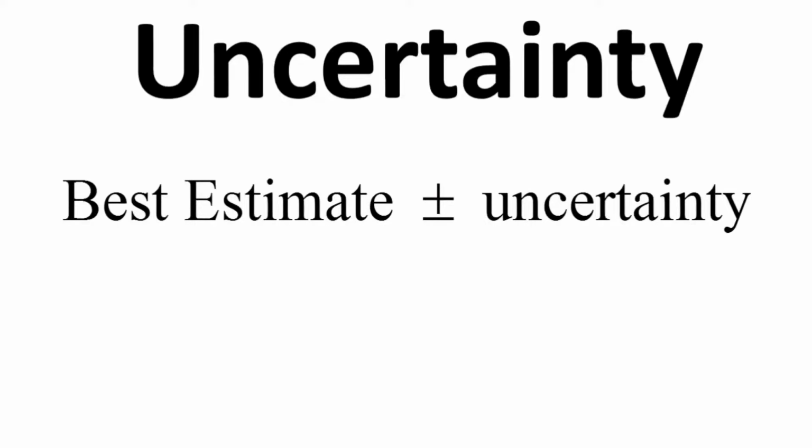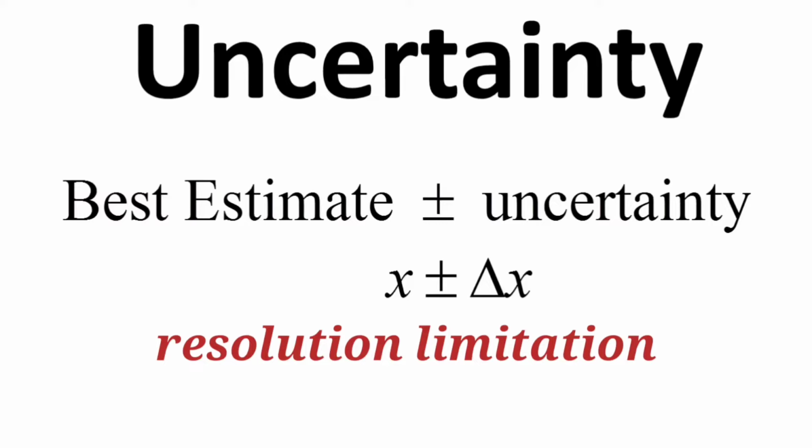So, when reporting the measurement, we will write the value of the measurement as our best estimate plus minus the uncertainty. If x is the measured physical quantity, then the value of x is written as x plus minus delta x. The delta x is the uncertainty of the value of x. So, every measurement that we make in the experiment has some degree of uncertainty. As we have shown before, the uncertainty is due to the limitation from the resolution of the measuring instrument.